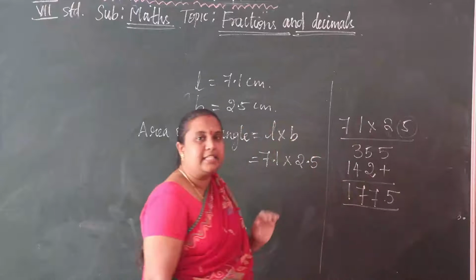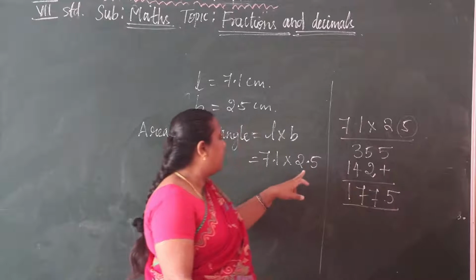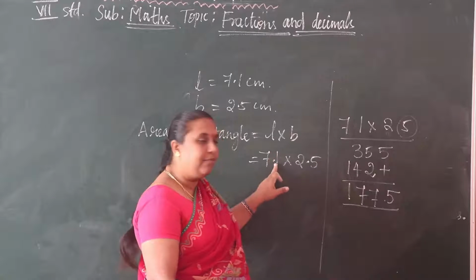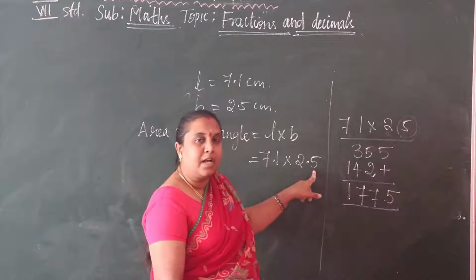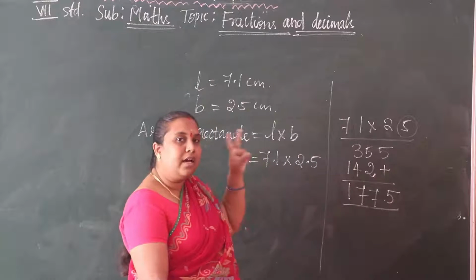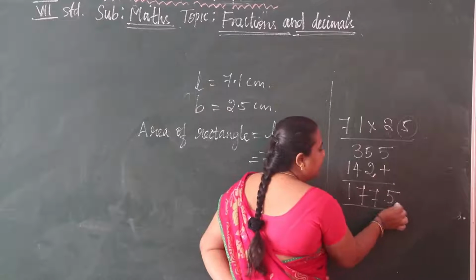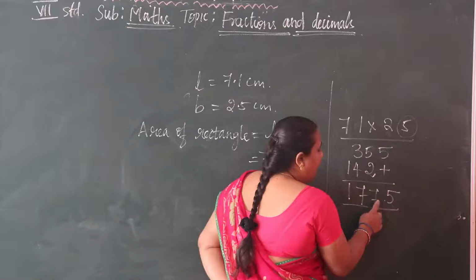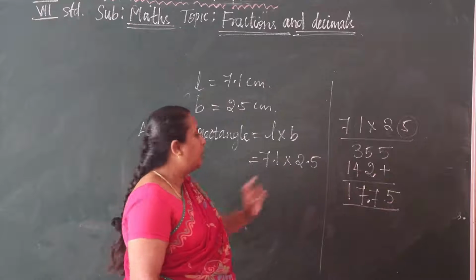So we have to put the decimal point in the answer we get. How many decimals are here? 1. In this number we have 1 decimal part, and here we have 1 decimal part. So totally we have 2 decimal places in the question. So from the right side of the answer, we have to put the decimal point: 1, 2. After these two numbers we have to put the decimal point. Understood how to put the decimal point here?